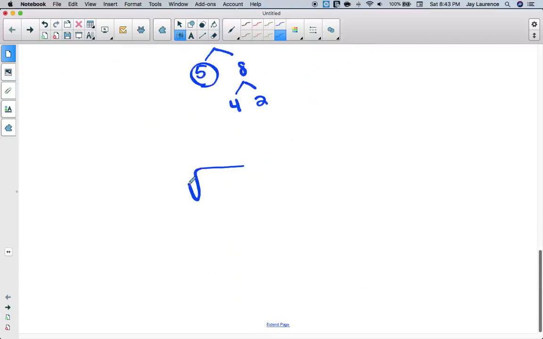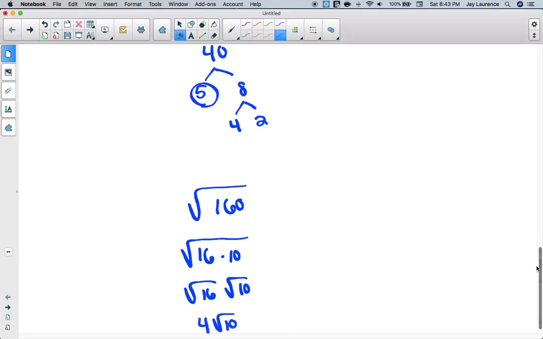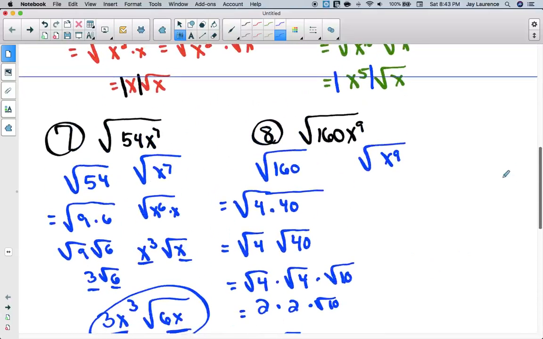So I've got rad 160, and I say, hey, 16 is a perfect square that goes into that. So I'm going to rewrite it as rad 16 times 10, which would be rad of 16 times rad 10, and then that'll be 4 rad 10, right? And that's what I got. Okay, I got there the long way, just showing you that it can be done.